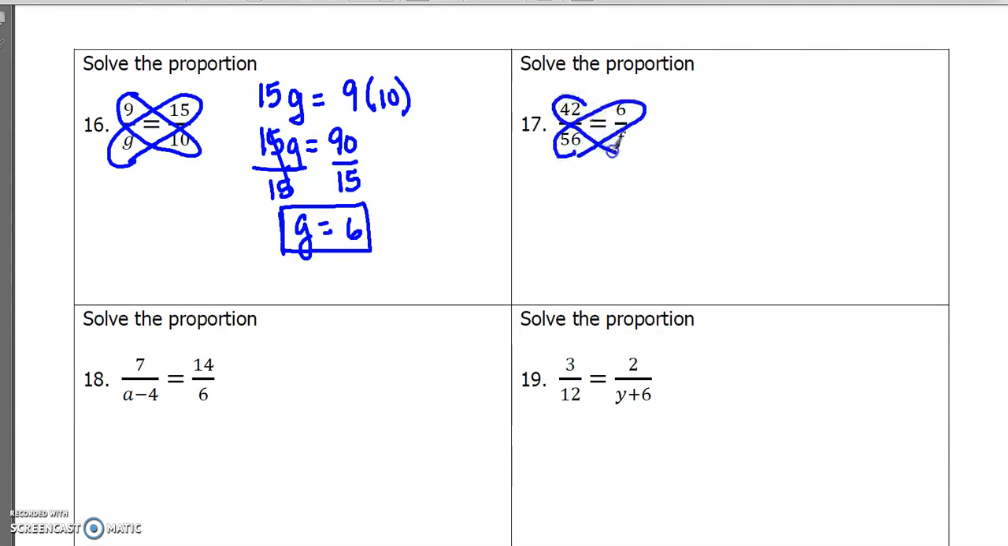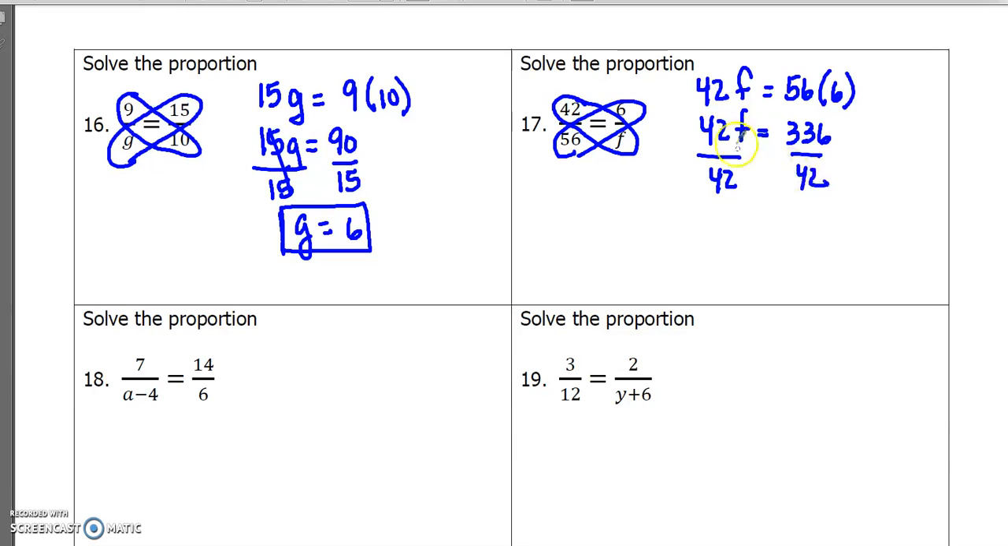So I'm going to cross multiply. Again, 42 times f equals 56 times 6. So I have 42f equals 336. Divide by 42. And my f is going to equal 8.